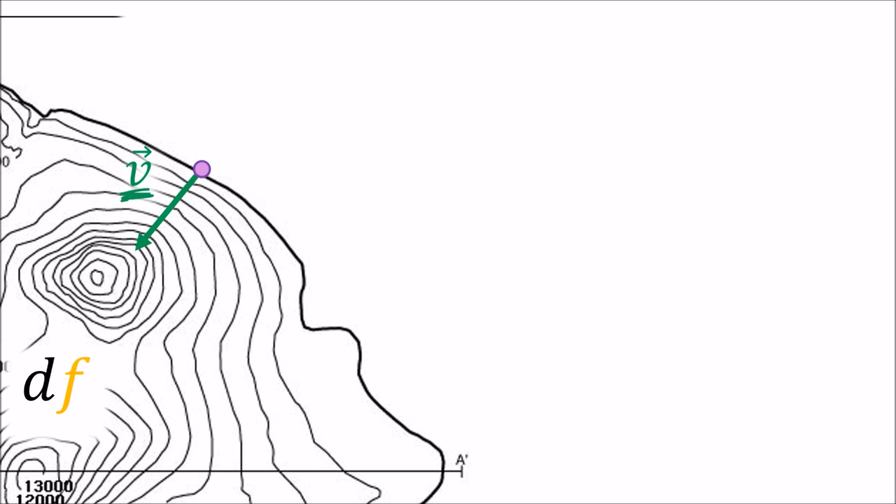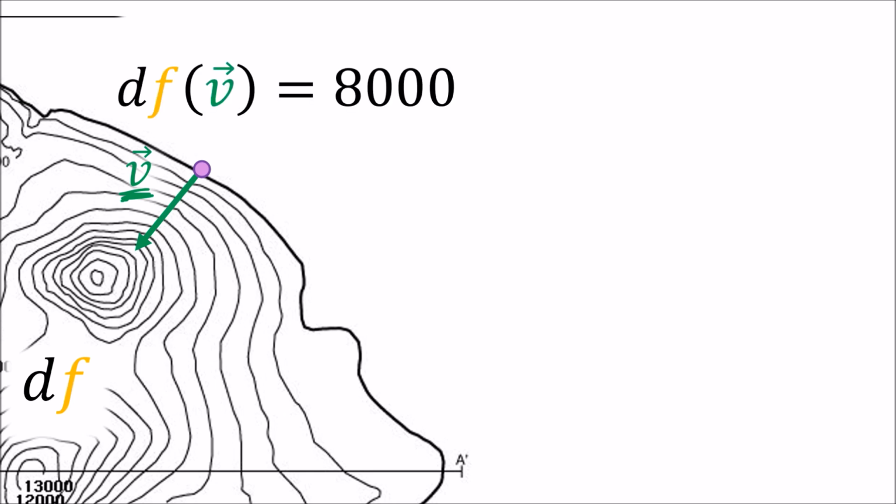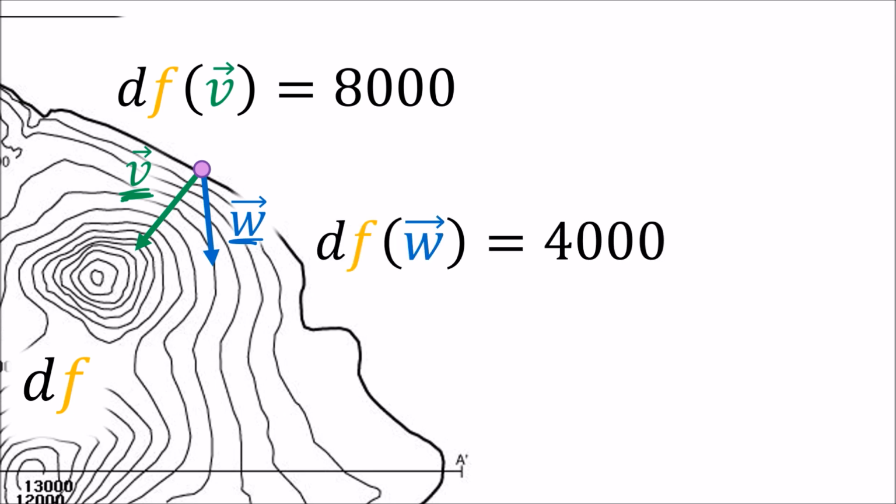Now this vector v is pointed straight up the mountain slope, so we end up getting a fairly large number. df of v is equal to 8,000. Now if we consider this other vector w pointing in a different direction, we end up getting df of w is equal to 4,000, which is a smaller number.